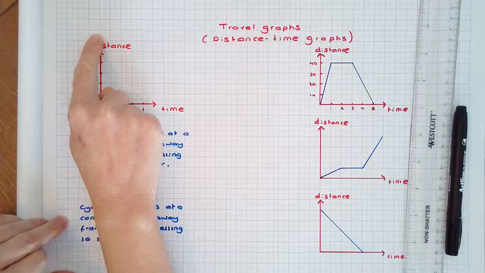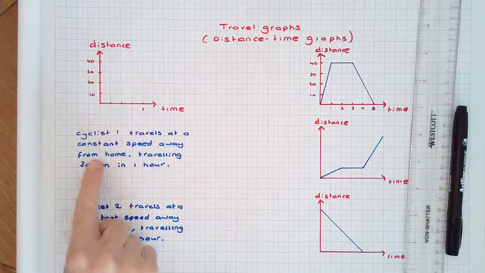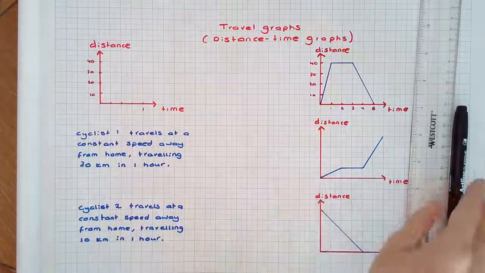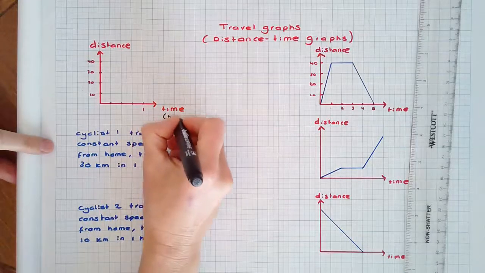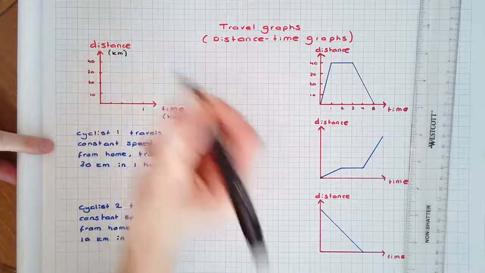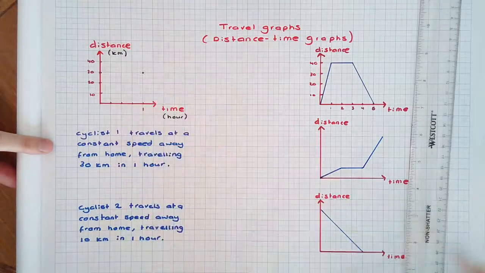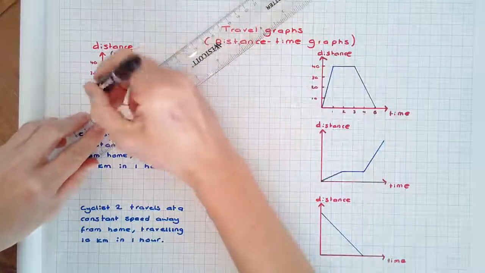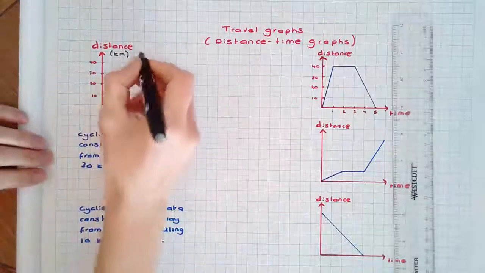vertical axis. Suppose cyclist 1 travels at a constant speed away from home, travelling 30 kilometres in 1 hour. First of all, let's label the units on our graph. Time will be in hours and distance will be in kilometres. Cyclist 1 travels 30 kilometres in 1 hour. This would be represented as a straight line graph as such, and we'll label it cyclist 1.